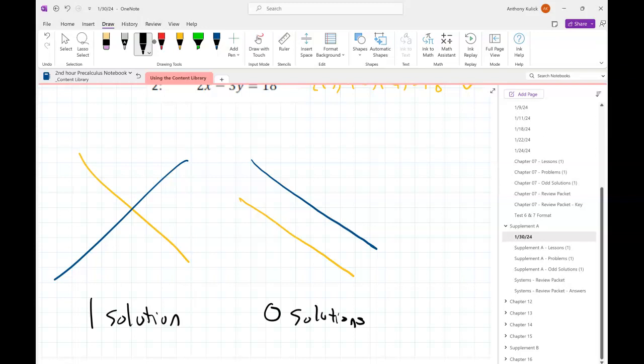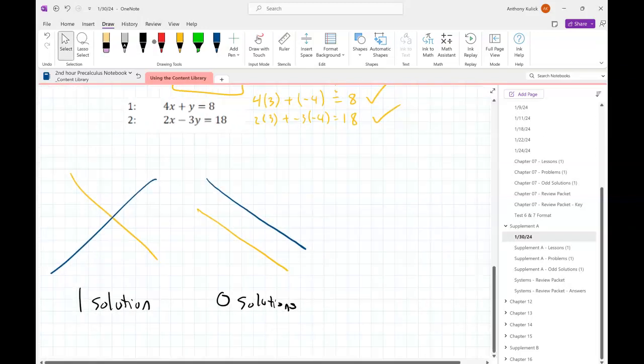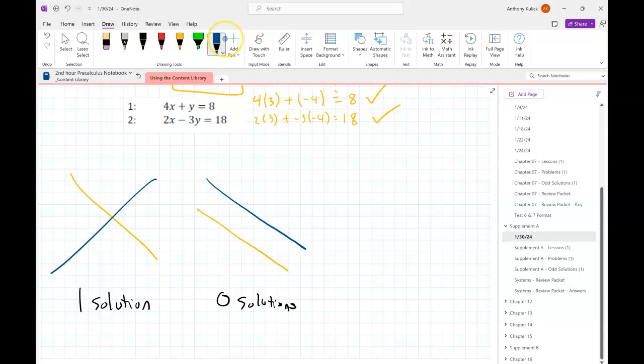And there's one other situation that can happen. You get one solution, you get 0 solutions. What else can happen? Infinitely many solutions. Yes. What does that look like? Yeah, where one line is just right on top of the other line. So IMS stands for infinitely many solutions. I use that abbreviation because that's a lot of letters to write down every time that happens. Everybody's okay there?